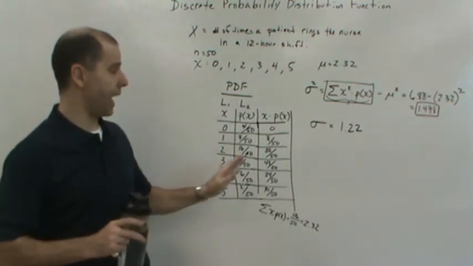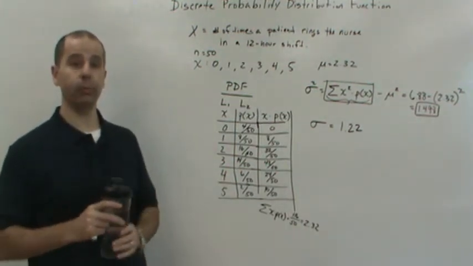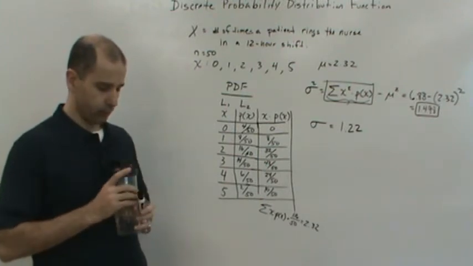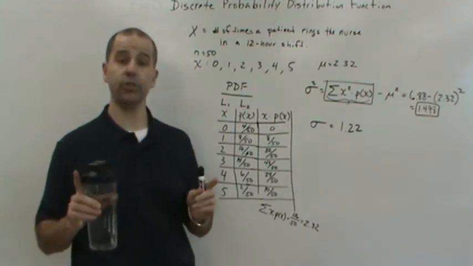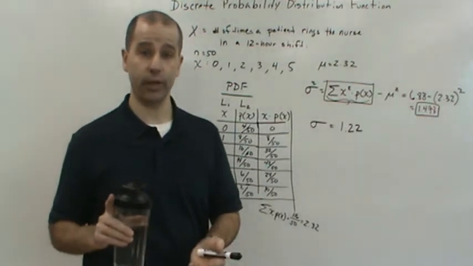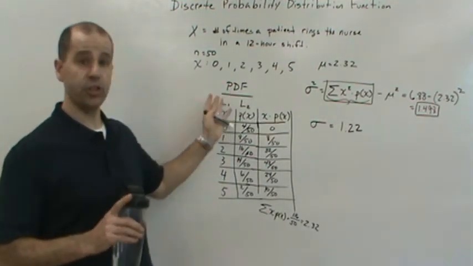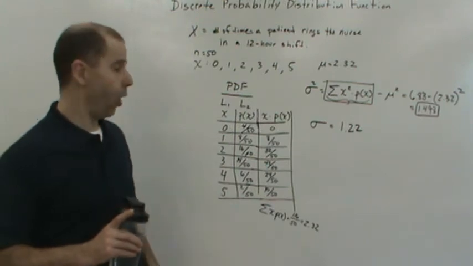So that's where I'm going to stop here. The next video will be on the different types of distributions that we run into that are also discrete probability distributions. This is the general case, okay?